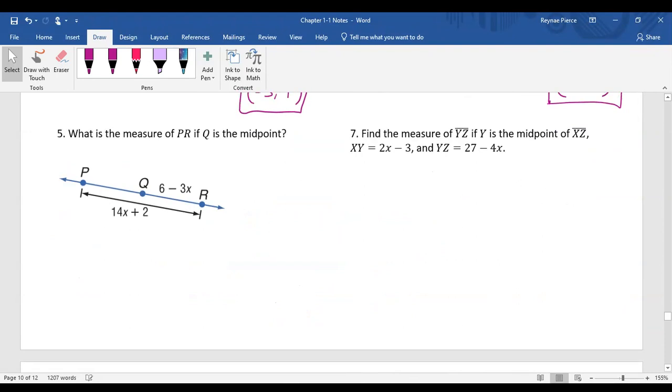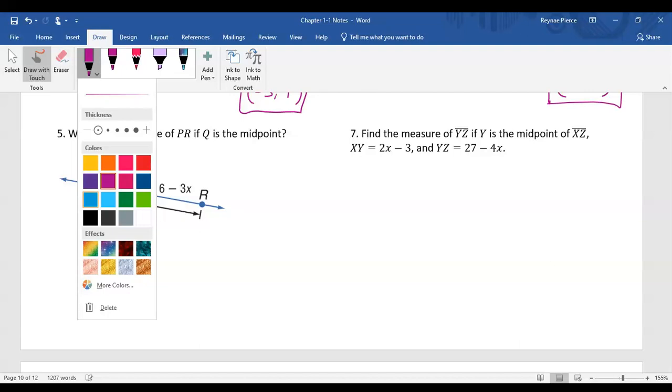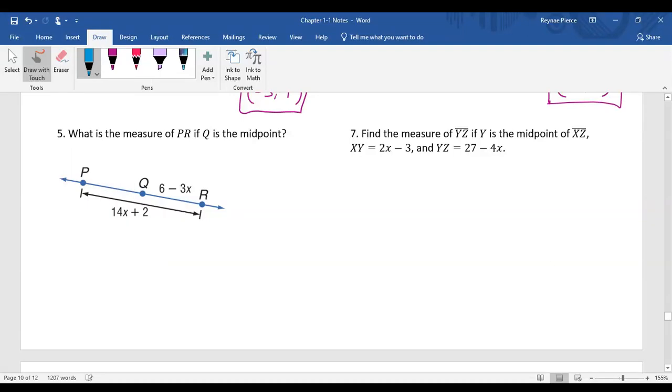Now we're going to get into some algebra. So remember, the midpoint divides a segment into two congruent segments. So Q is the midpoint, which means that PQ is congruent to QR. If two segments are congruent, then we know that their lengths are equal.